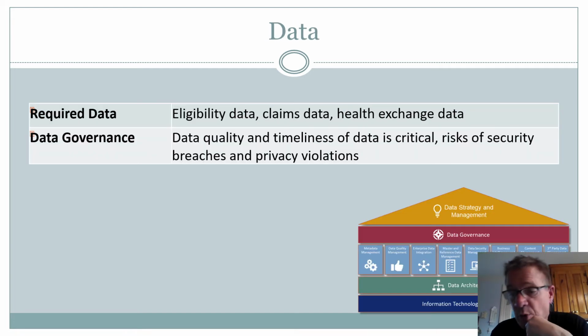The data that you have, what is the required data? You need your membership eligibility data. You need your claims data, whether it be your physician claims, your hospital claims, your pharmacy claims, any of that information, your health exchange data, any of your financial data is important for this. Your data governance process. Data quality and timeliness of data is critical, and risk of security breaches and privacy violations are also critical. You're dealing with HIPAA data here, and it is very important that this data be guarded appropriately.